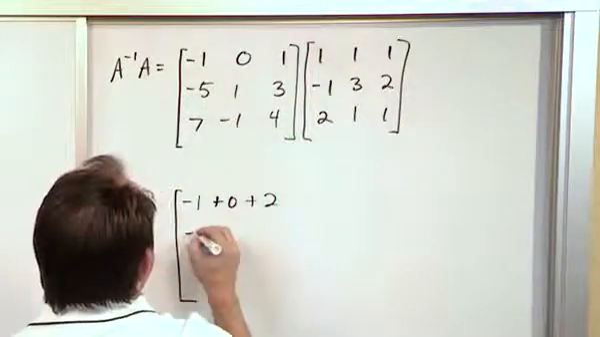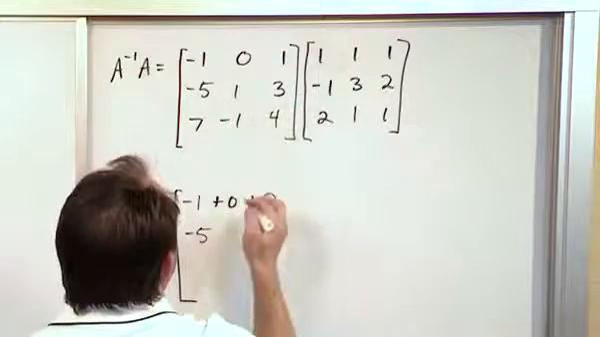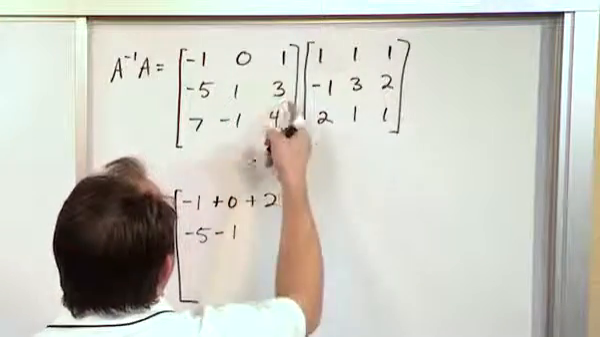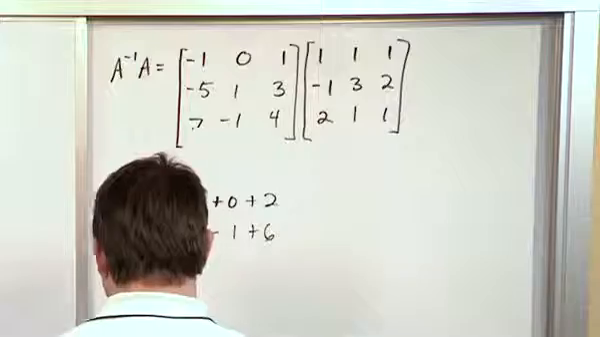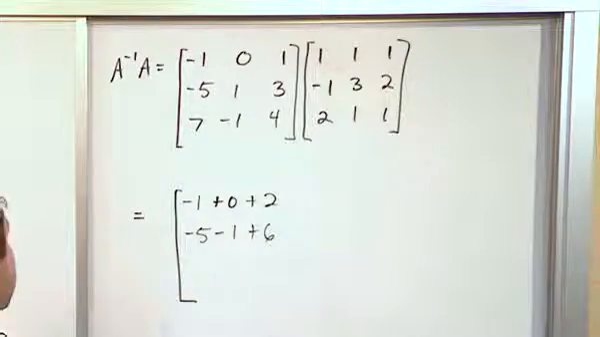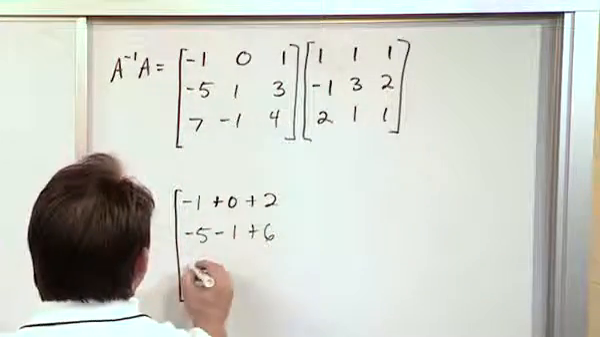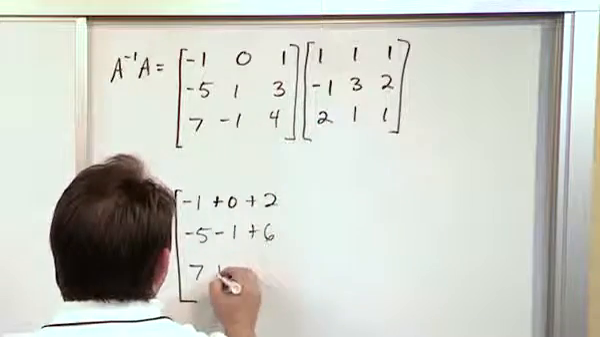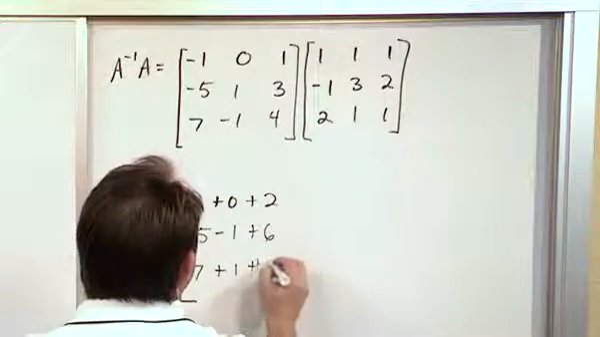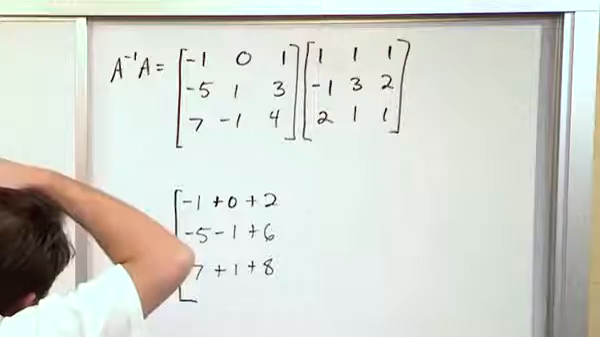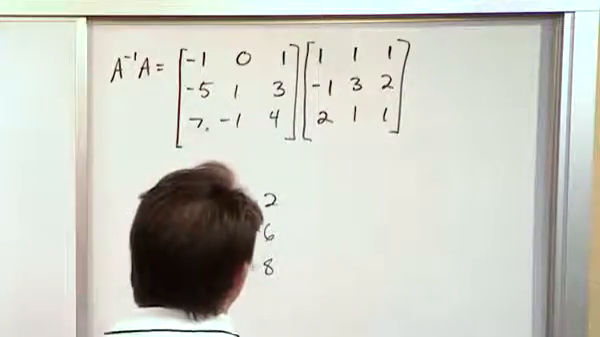-5 times 1 is -5. 1 times -1 is -1. 3 times 2 is 6. All right? Then we have 7 times 1 is 7. -1 times -1 is 1. 4 times 2 is 8. So those are the first three elements in the first column.